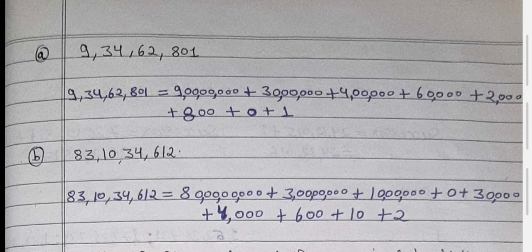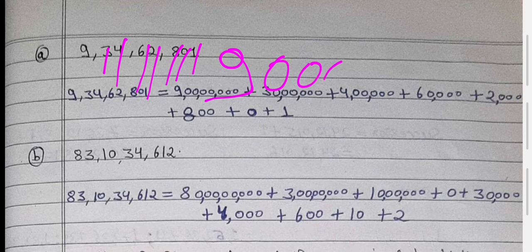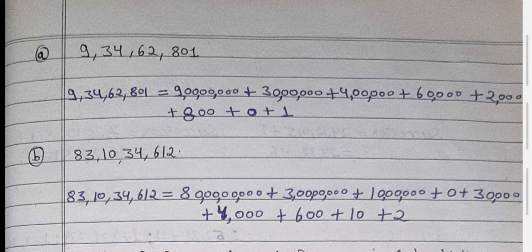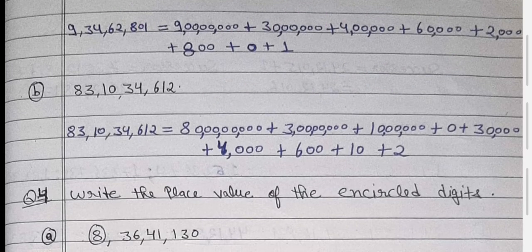How do you write it? Write the first number and count how many digits are behind it: 1, 2, 3, 4, 5, 6, 7. So write 70, then plus write 4. How many digits are there? 1, 2, 3, 4, 5, 6. Then write 60. On you have to write like this, and you will get your answer. Okay. Now come to the next one.